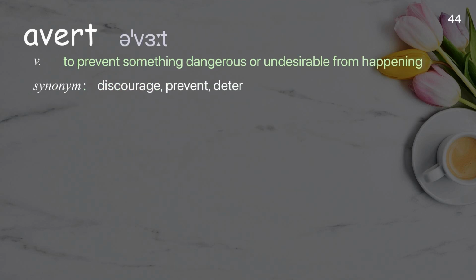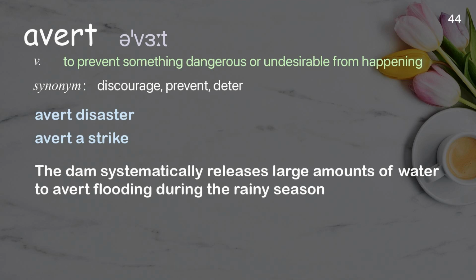Avert. To prevent something dangerous or undesirable from happening. Examples: avert disaster. Avert a strike. The dam systematically releases large amounts of water to avert flooding during the rainy season.